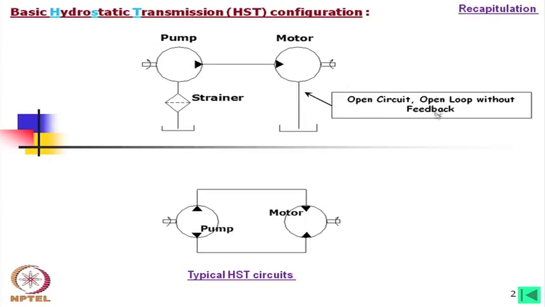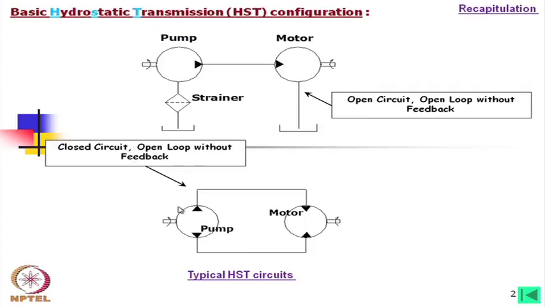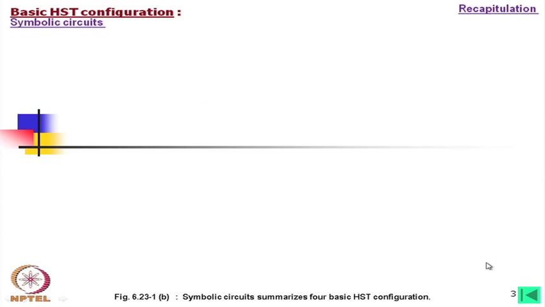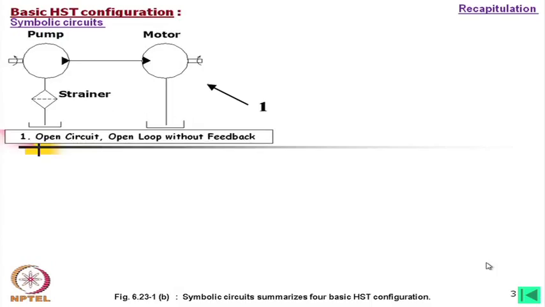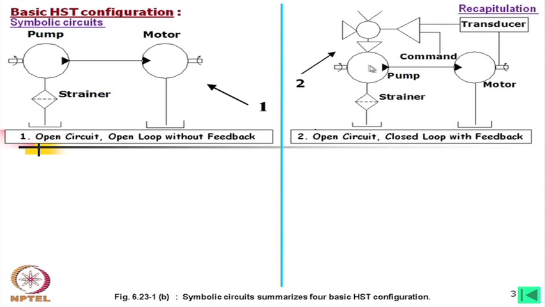Now, this is open circuit, also open loop without feedback, there is no feedback, open circuit and open loop. Then this one is closed circuit and open loop, that means without any feedback. If there is feedback, then we will call it closed circuit, closed loop, etcetera. We are coming to that. Now, this is already seen. So, this is open circuit, open loop without feedback. Then we can have the open circuit closed loop with feedback.